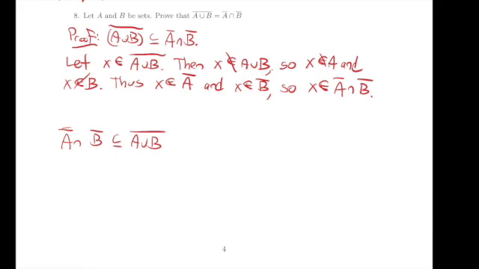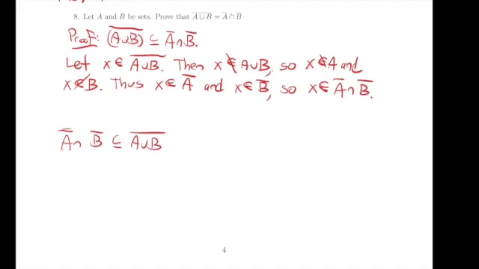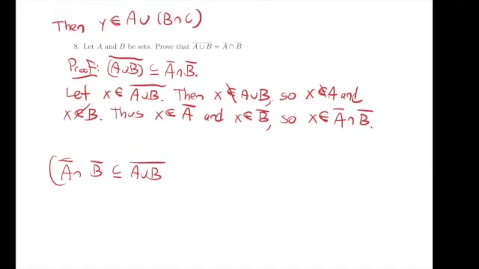So if x is in the complement of the union, that means it's not in the union. That means it's not in either of those sets. That means it's in the complement of both of those sets. That's the justification there. Okay, so I'll leave the second part of this, which is this part of the proof, for you guys to practice.